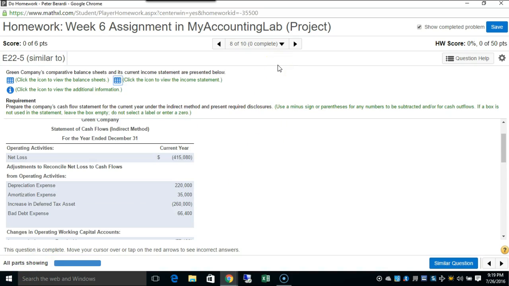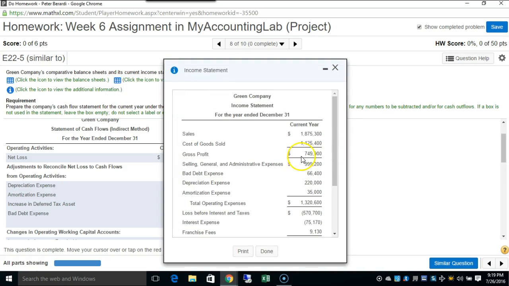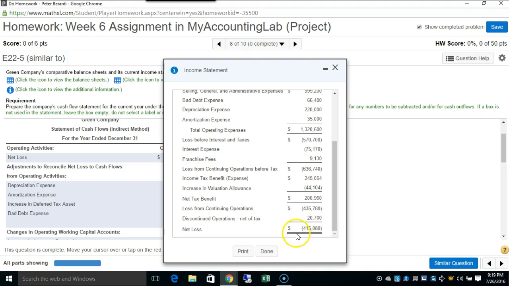Problem 8 is a very comprehensive cash flow statement, which is a very good exercise to do. So we're going to walk through the steps. It uses the indirect method. Let's look at our income statement. We're mostly going to be concerned about the following items: net loss or net income. To do our operating section, we're going to start with net loss or net income.